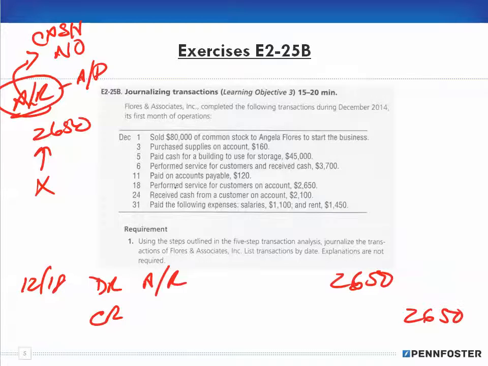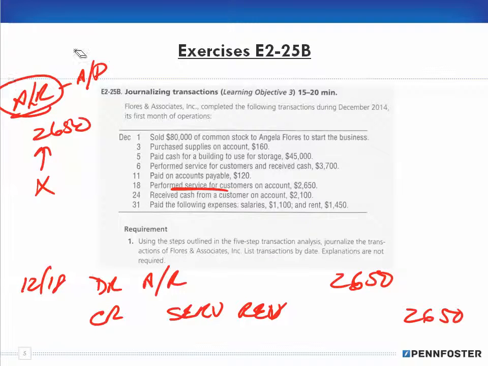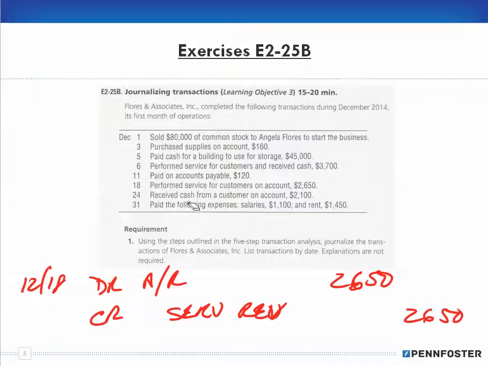Well, what am I doing? I'm performing a service, all right? So that's the normal operation of my business. So I'd look under my revenue accounts and I choose whatever account makes the most sense. That's on my chart of accounts. In this case, I happen to use service revenue, and that's the journal entry for that one.